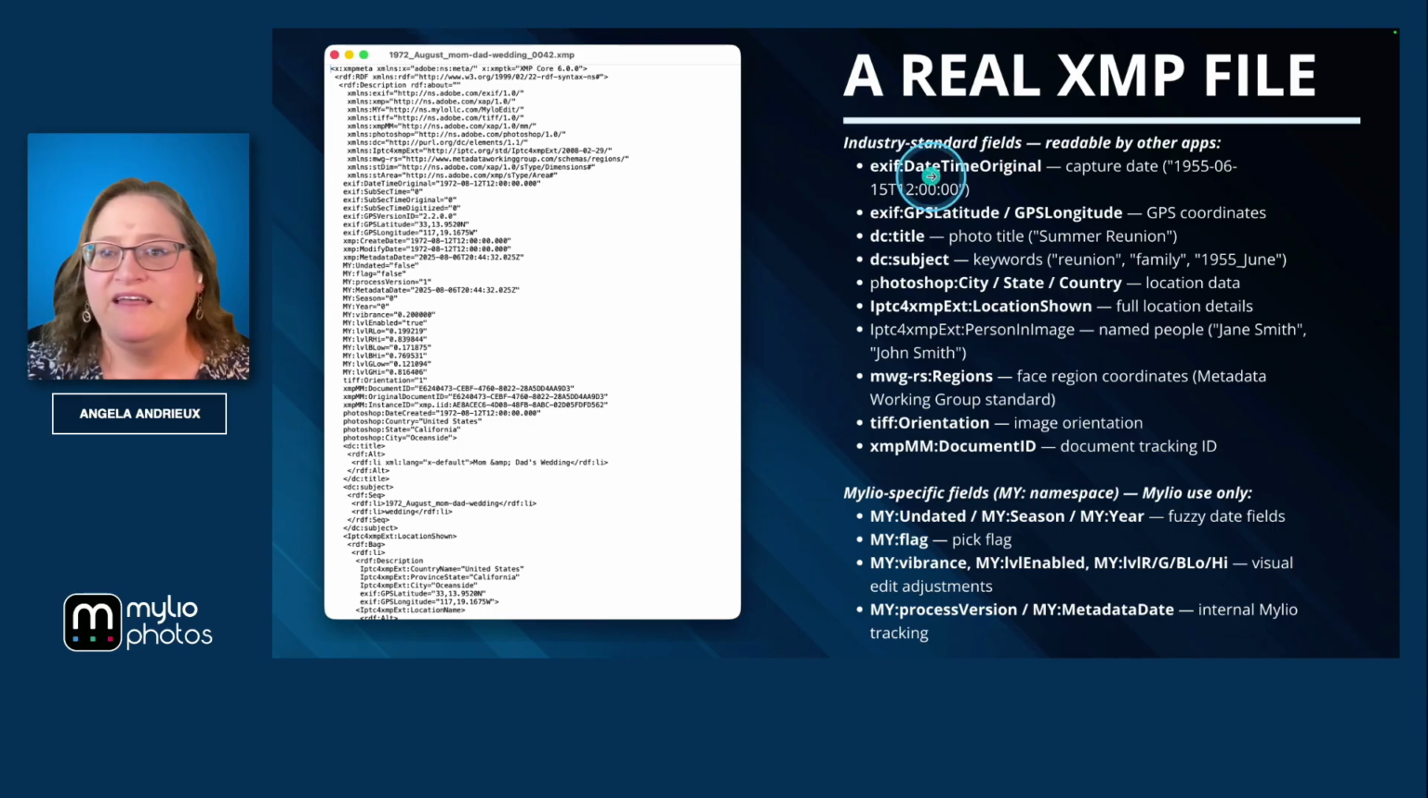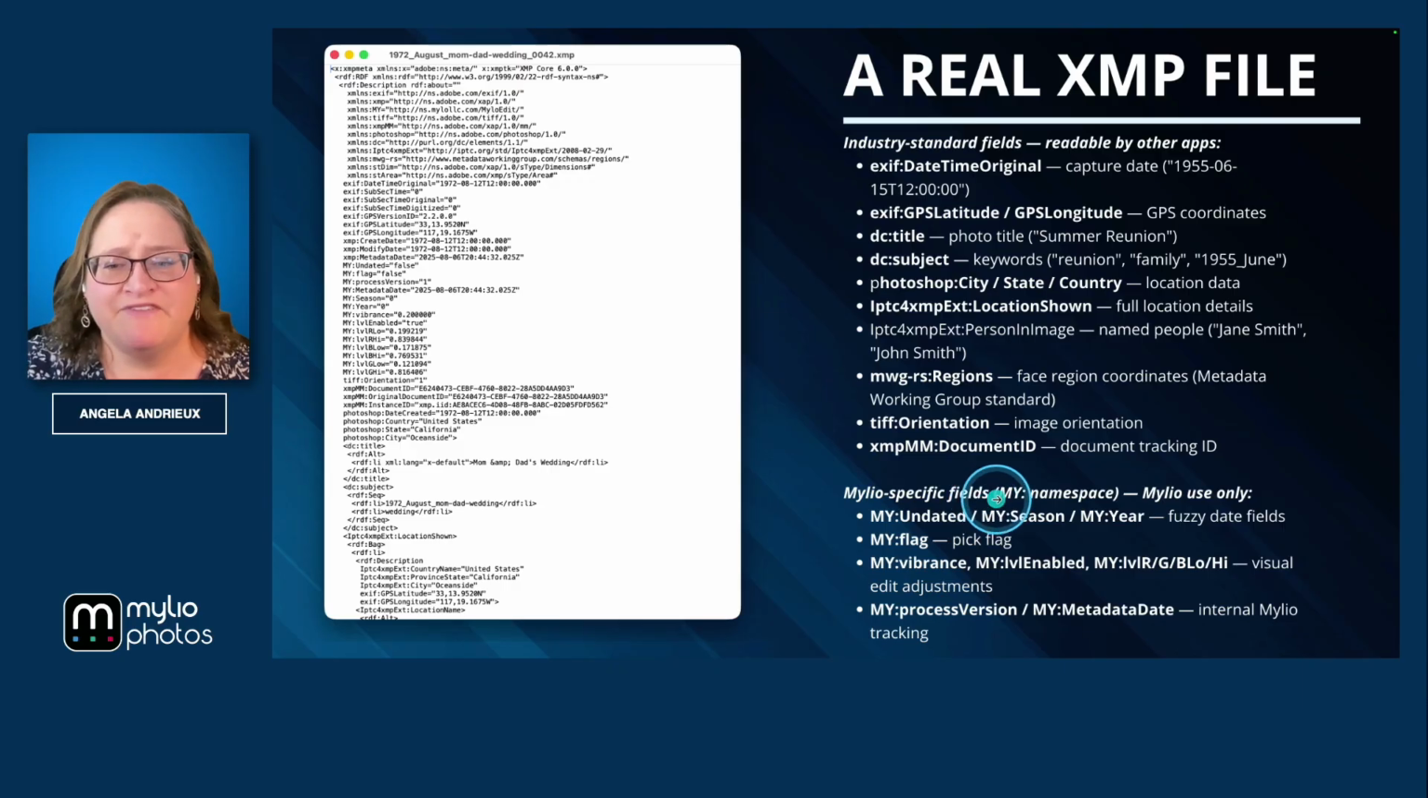So things like your date, time, your GPS, title, subject, regions. This is where you have your face coordinates, the orientation, whether it's portrait or landscape, and things like that. Those are industry standard fields.